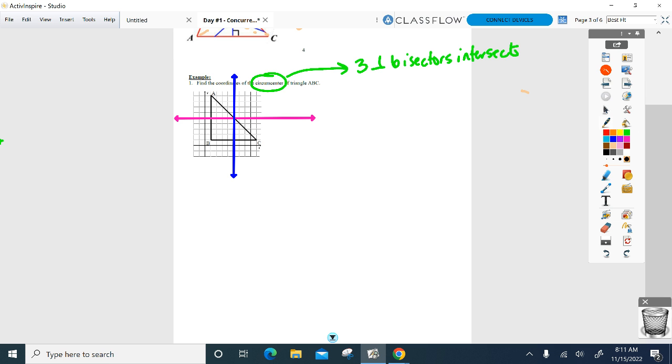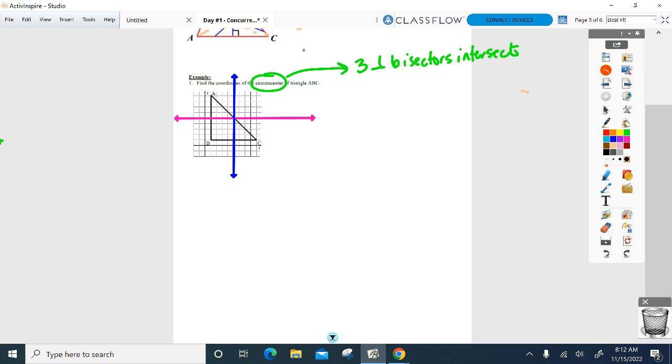What's the only side we haven't done a perpendicular bisector for? AC, right? That's going to be a little bit tougher. Do we even need to do it? Do we need to do the perpendicular bisector of AC, or would we already know where all three would intersect already? Does everyone see what I'm talking about there?